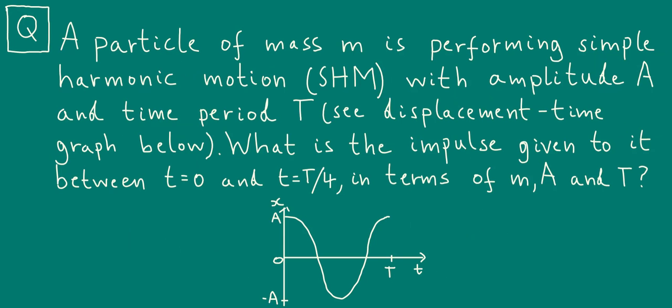A particle of mass m is performing simple harmonic motion, SHM, with amplitude A and time period T. See displacement time graph below. What is the impulse given to it between t equals 0 and t equals capital T over 4 in terms of m, A, and capital T? Please pause the video and have a go at this by yourself. When you're done, unpause the video and we'll discuss the solution.